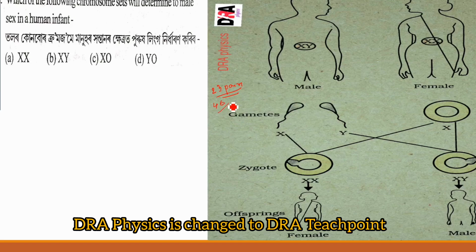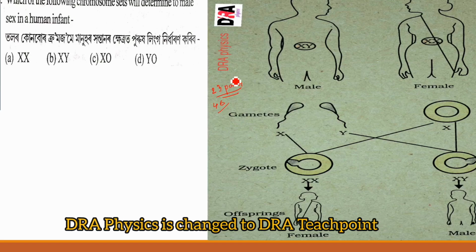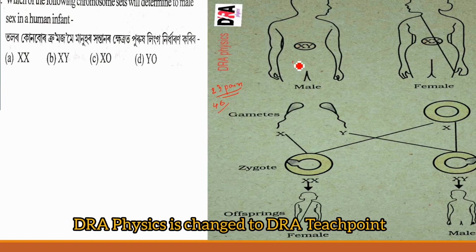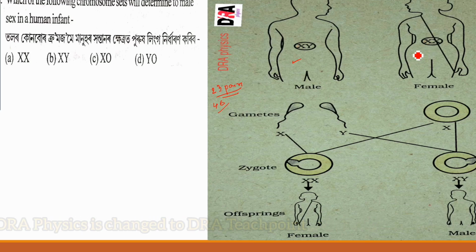And the last chromosome pair in the human, the 23rd pair, is known as the sex chromosome. In case of male it is XY, and in case of female it is XX.